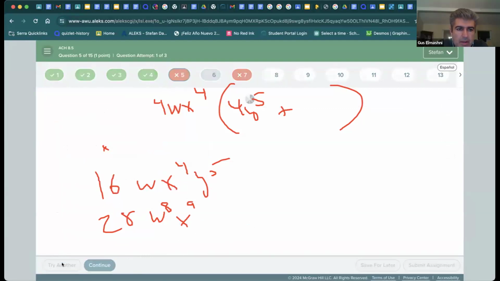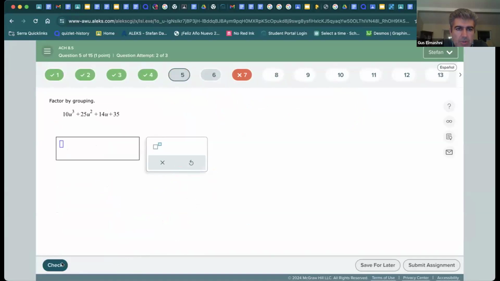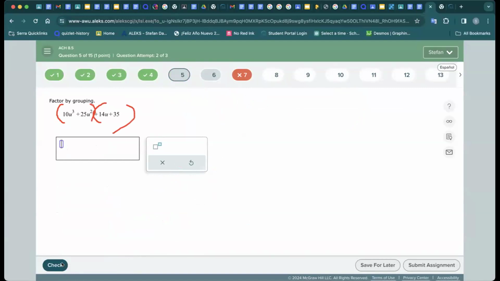Hold on, slow down. Let's see here. So what you do is you gotta group the first. So it's like that factor flow chart. When you have four terms, you do this, and you pull out common factors from each group. I was doing one of these problems with my teacher at lunch.